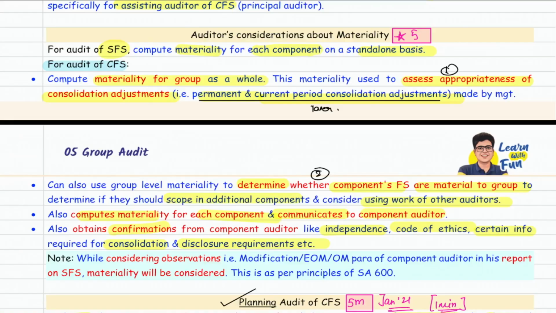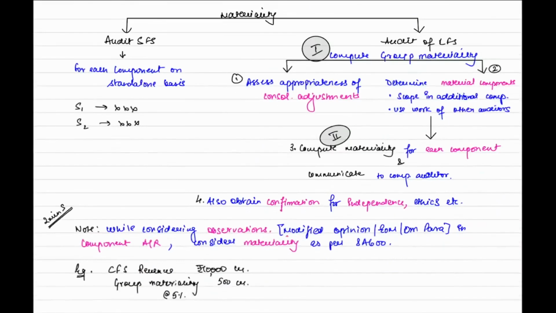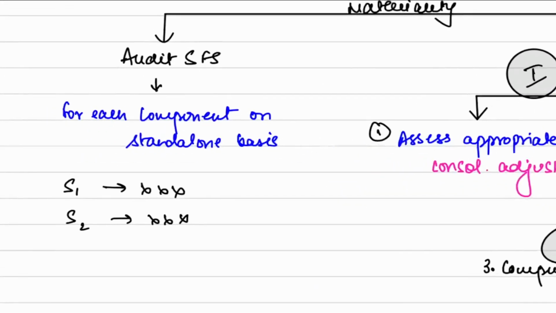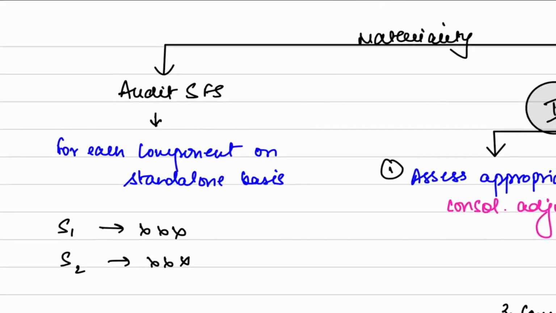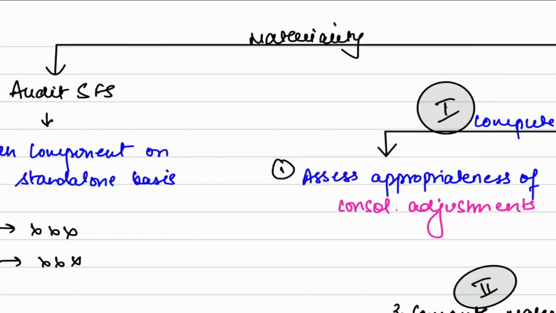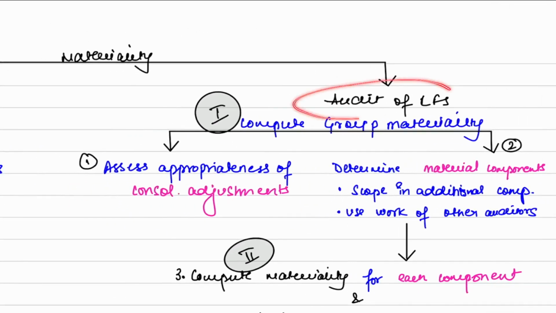So please look at the board. We draw a very amazing chart. So the first thing is audit of SFS. It's simple. For each component on a standalone basis, you compute the materiality. S1's different materiality, S2's different materiality. Then for audit of CFS, you need to compute 2 types of materiality: group materiality and materiality for each material component.